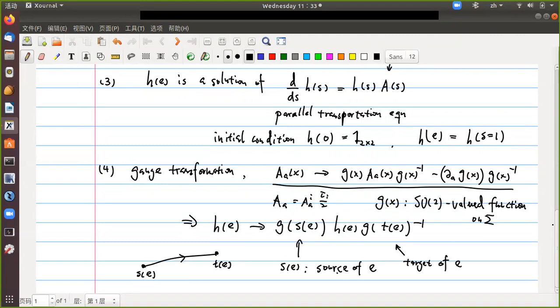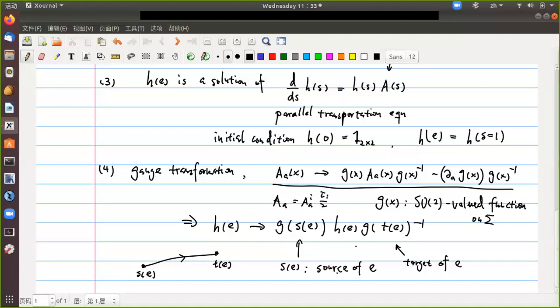So you can see that the gauge transformation of holonomy only depends on the gauge transformation g at the source of e and the gauge transformation g at the target of e. This comes from the general gauge transformation for the smooth field. It is an SU(2) valued function, but the holonomy, because it's a discrete variable, only depends on the evaluation of this function at the source of e and the target of e. So you can see that this gauge transformation of holonomy is very simple.